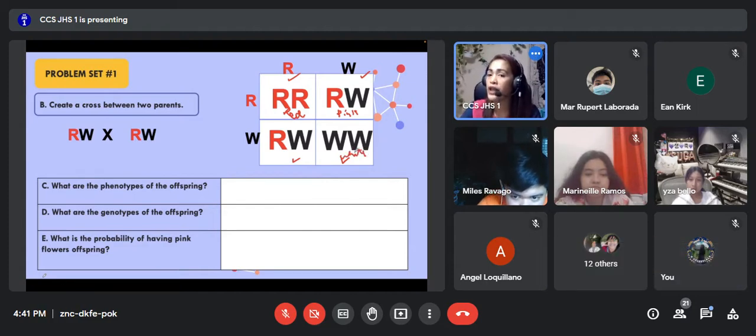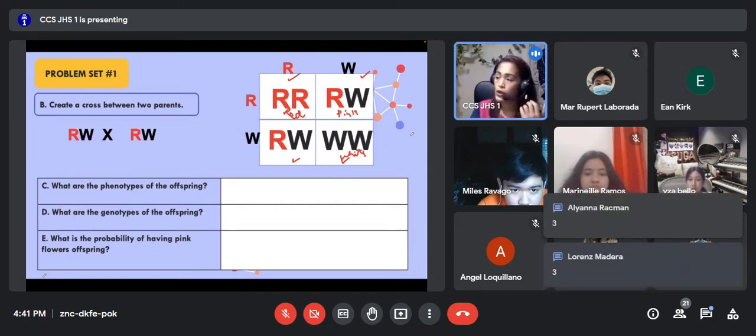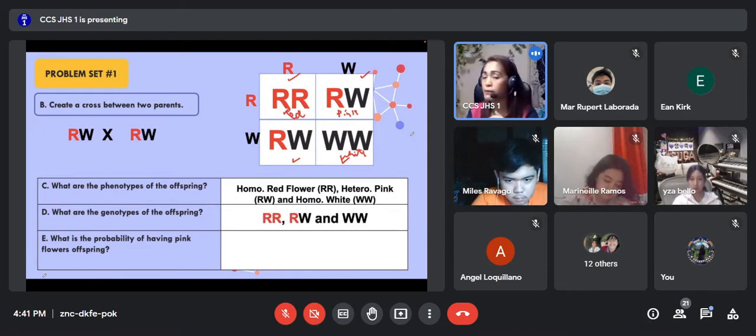So, how many combinations do you see on the Punnett square? 1, 2, or 3 in terms of the letter combinations? 3. Very good. So, that means all of the options are actually found on the Punnett square. So, we have a homozygous red, heterozygous pink, and a homozygous white. So, of course, we simply write the individual genotypes: RR for red, RW for pink, and WW for white.